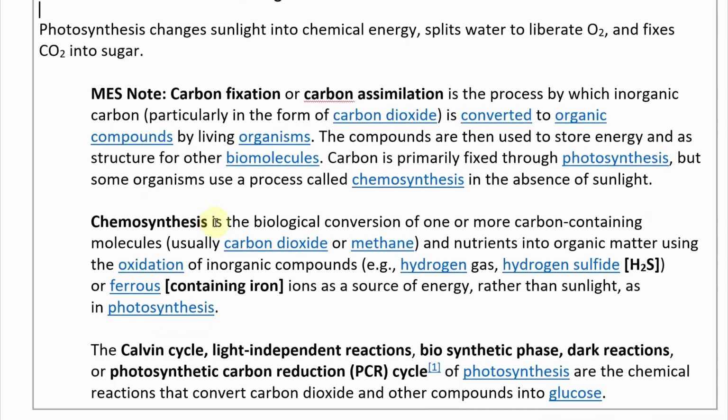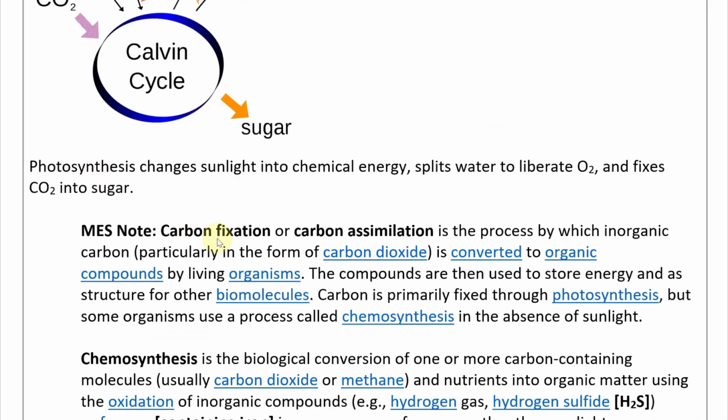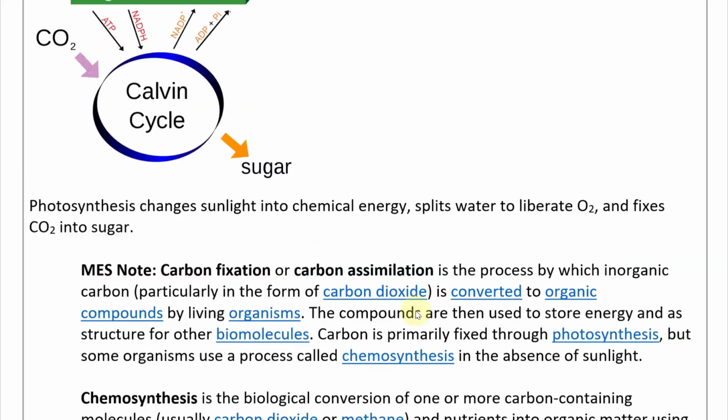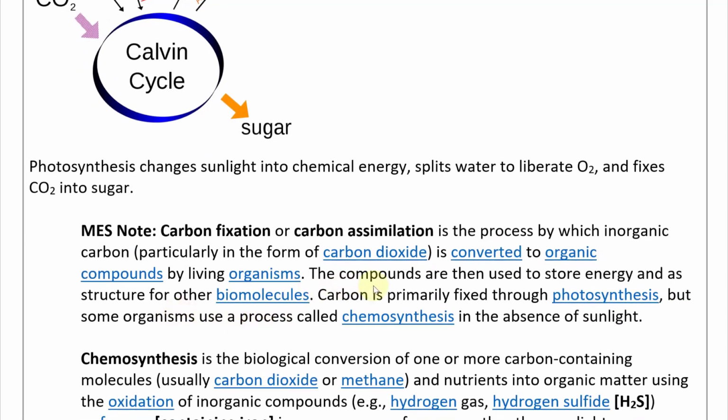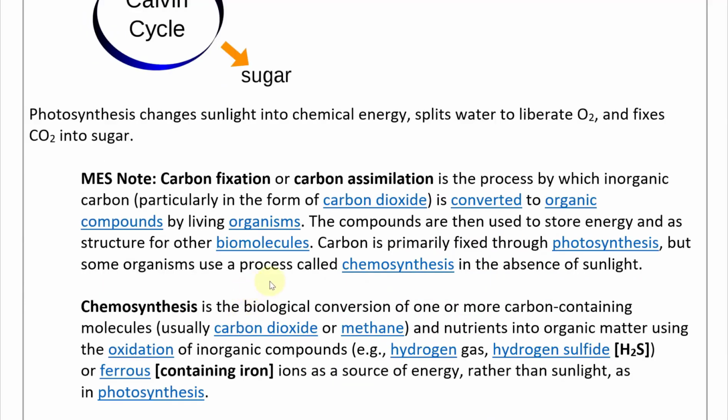Anyways, continue further. Now let's discuss carbon fixation. So just note, carbon fixation or carbon assimilation is the process by which inorganic carbon, particularly in the form of carbon dioxide, is converted to organic compounds by living organisms. The compounds are then used to store energy and as structure for other biomolecules, and carbon is primarily fixed through photosynthesis, but some organisms use a process called chemosynthesis in the absence of sunlight.